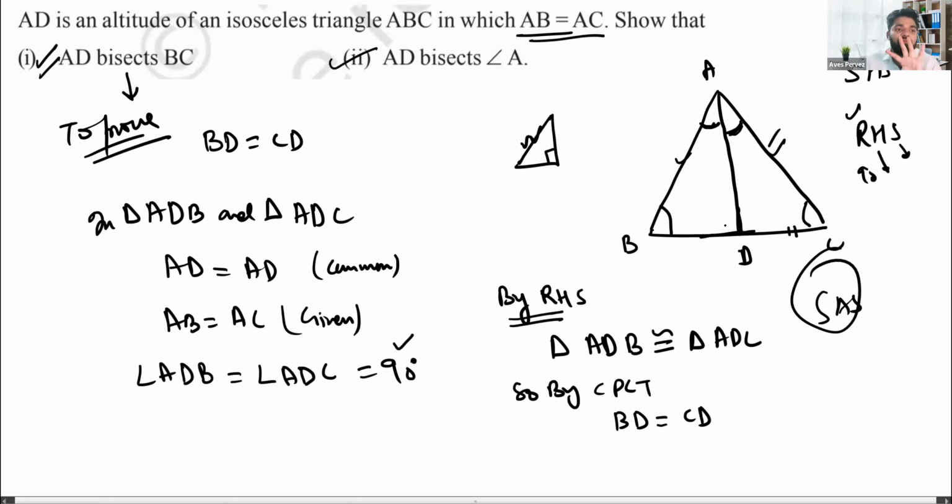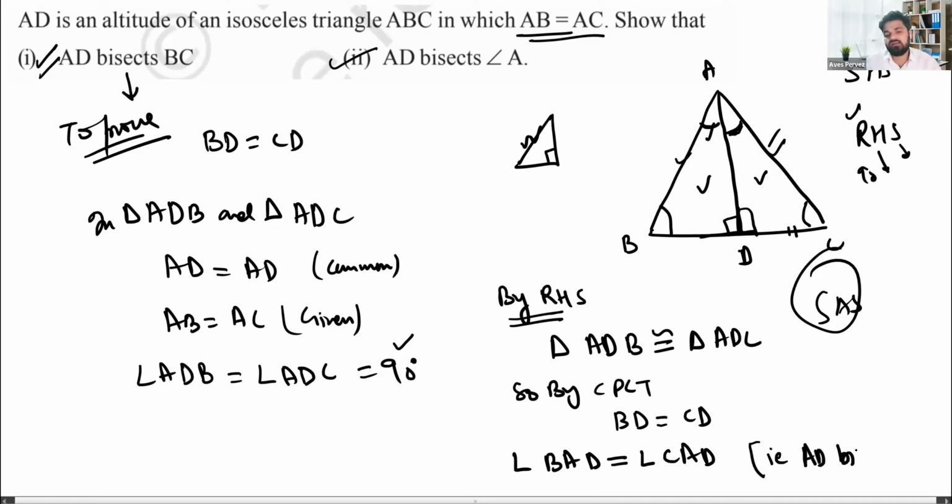Okay, so which angle have you chosen? While proving this triangle congruent to this triangle, you have chosen only this angle and this angle. You have not taken these two angles when proving angle BAD equals CAD. So the remaining angles that you have not taken will automatically become equal by CPCT. Understood? So that's why angle BAD will become equal to angle CAD. So what does this mean? If this angle becomes equal to this angle, this means AD bisects angle A. Okay, note it down.